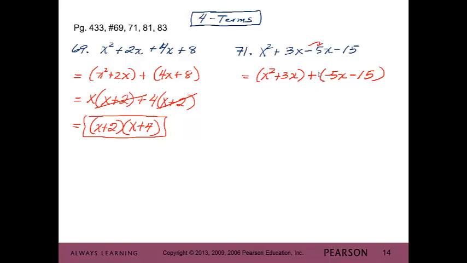Always add between your two groups. So again, I'll say it again. Always add between your two groups. The minus goes with the number, it is really negative. Now we're just going to do the GCF method all the way down.